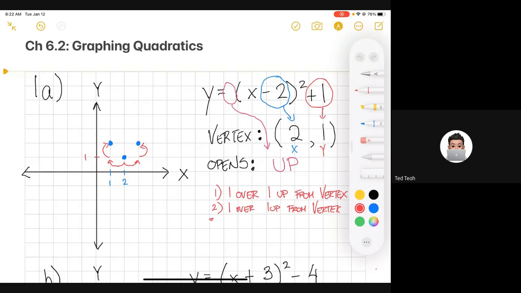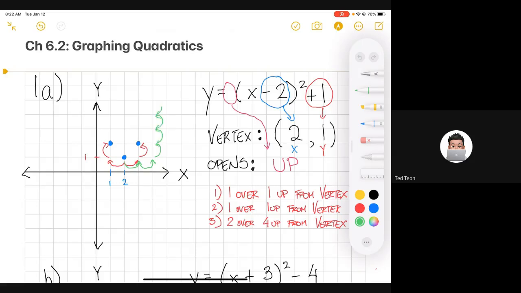Okay, step 3, I'm going to go 2 over, and I'm going to go 4 up this time from the vertex. Okay, so I'm going to put the arrows in green this time. I'm going to go 2 over. So now I'm on this line, and I'm going to go 4 up.